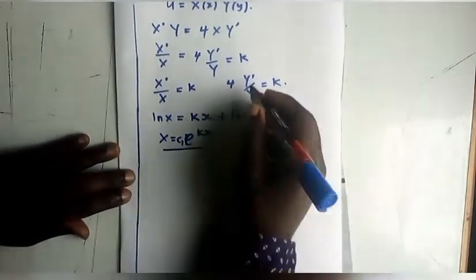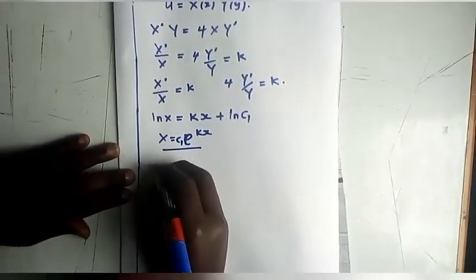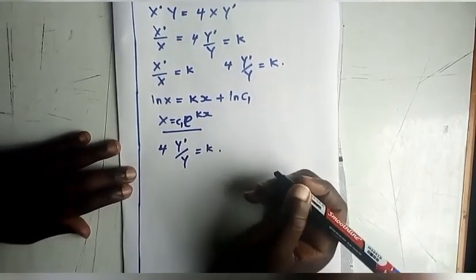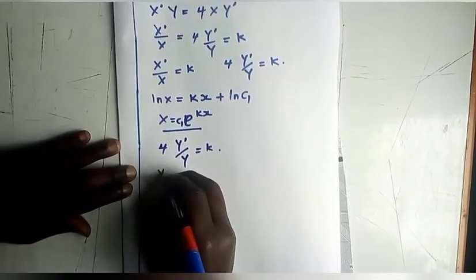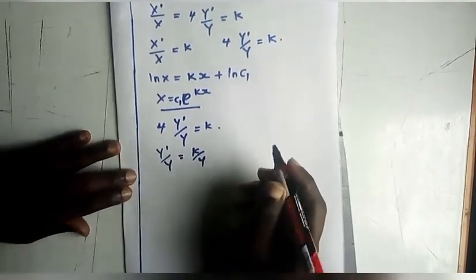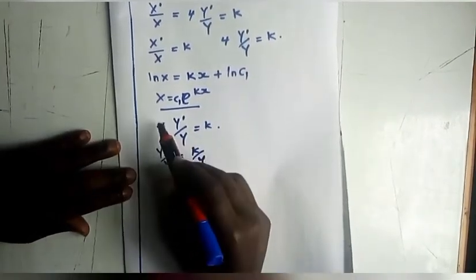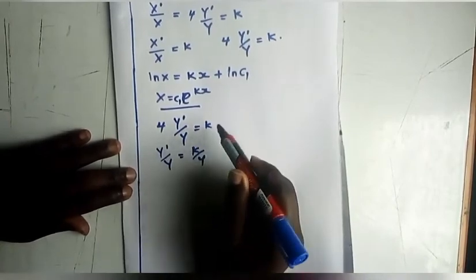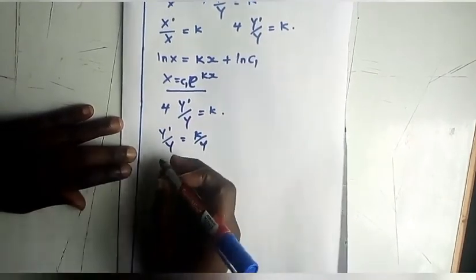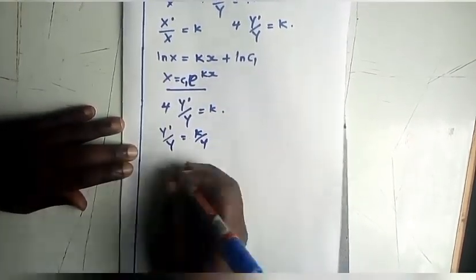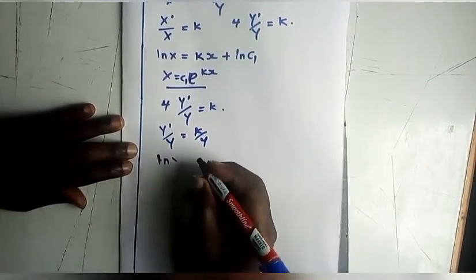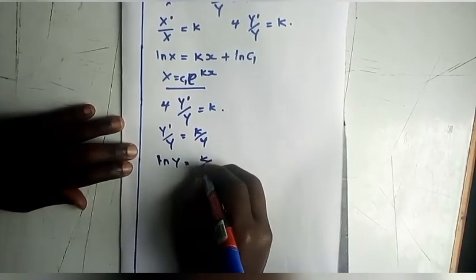For the second equation, where we have a y, we are going to have 4 Y prime over Y is equal to k, okay. And really we can have Y prime over Y is equal to k over 4. This is just to get the like terms together, because the 4 is a constant and it is going to go to the other side of the equal sign, and you have k over 4, okay. And when you follow the same procedure we had for x, we are going to say this is ln y, okay. The natural log of y is equal to k over 4 times y.